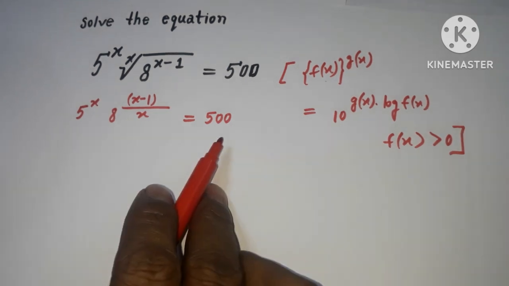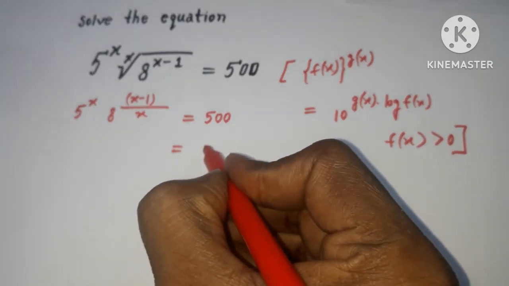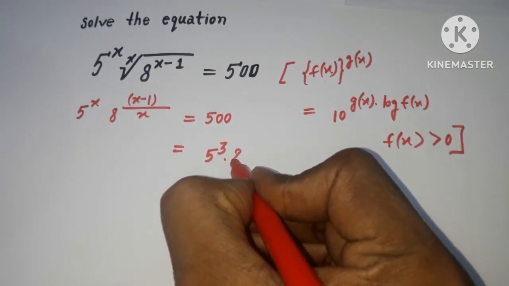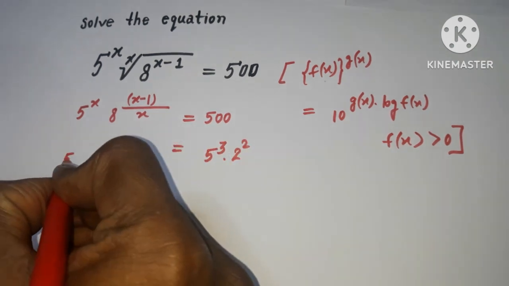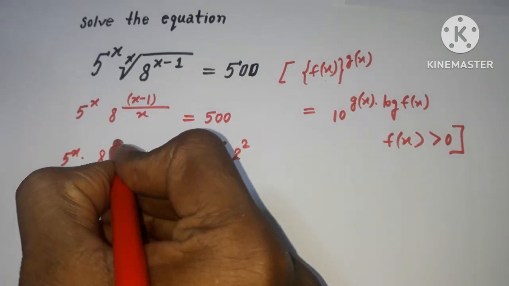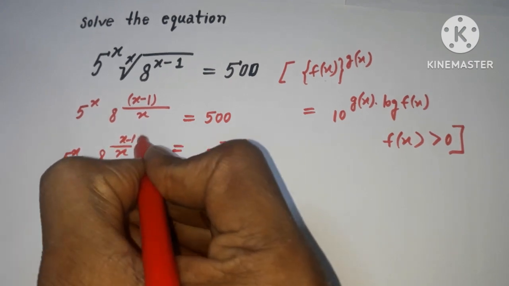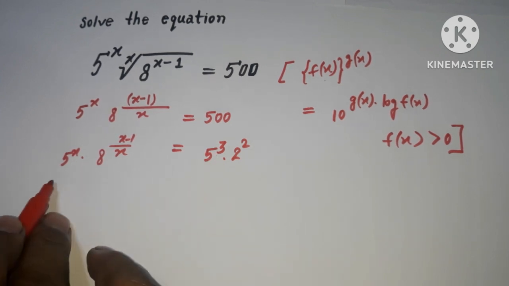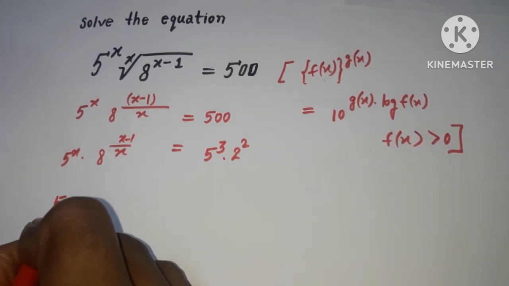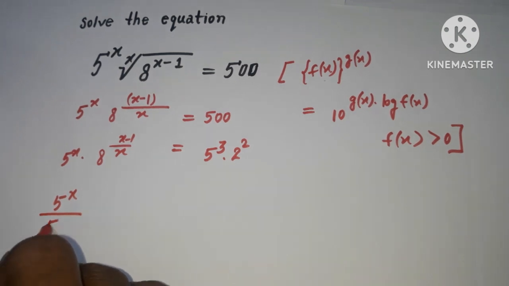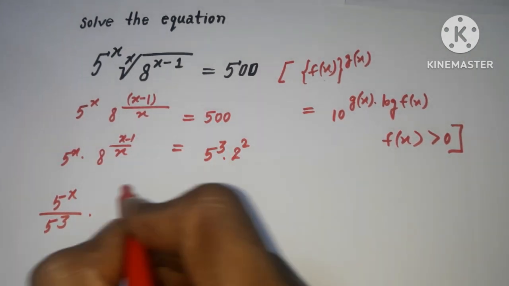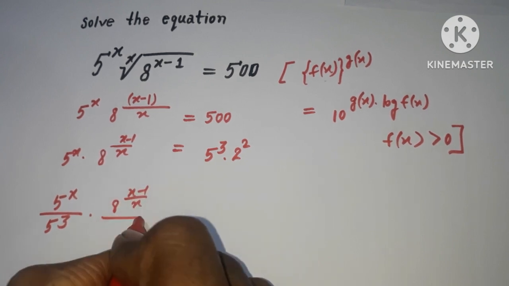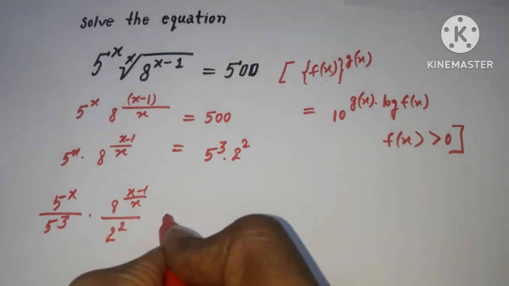Here I need to factorize this 500. I can write 500 in this way: 5 to the power 3, 2 to the power 2. And here 5 to the power x and 8 to the power x minus 1 divided by x. So this 5 now having power 3 will go to the left side. So here 5 to the power x divided by 5 to the power 3, and 8 to the power x minus 1 divided by x, divided by 2 to the power 2.